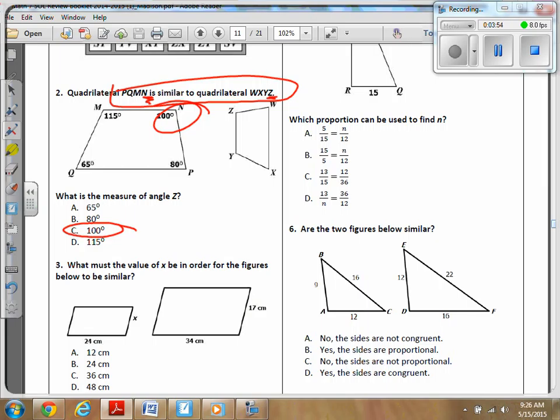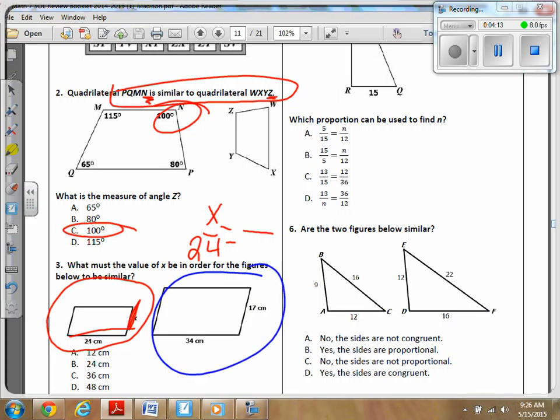So number 3: what must the value of X be in order for the figures below to be similar? Well, first we have to set up a proportion. I'm going to look at this first shape. So I'm just going to do X over 24. Now I'm going to look at the big shape. What's just like X in the big shape? 17. What's just like 24? 34. So now I'm going to cross multiply.